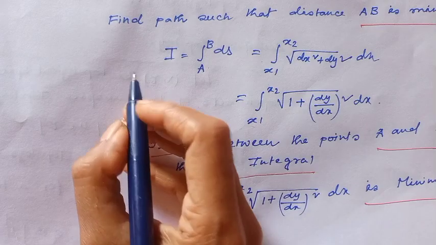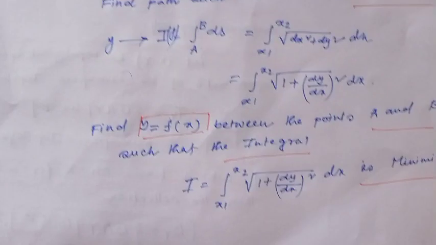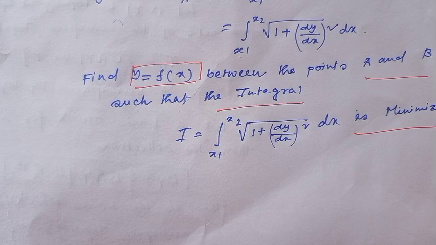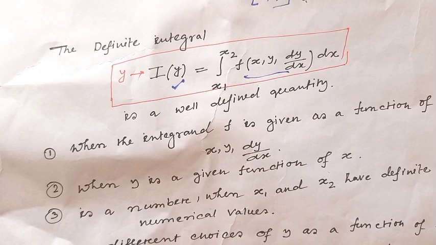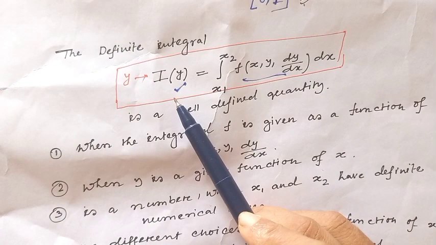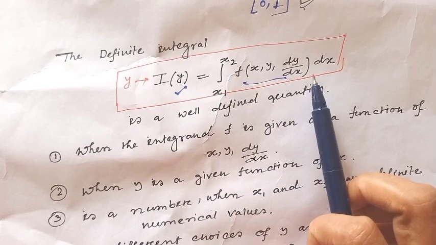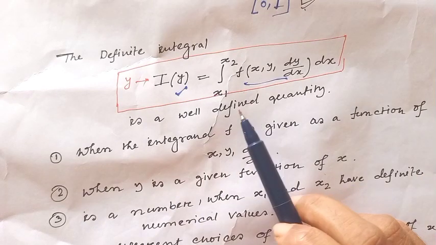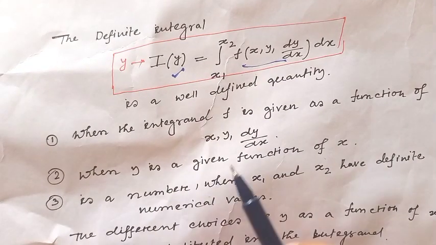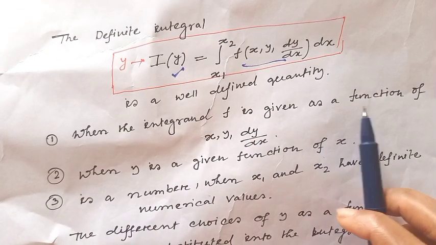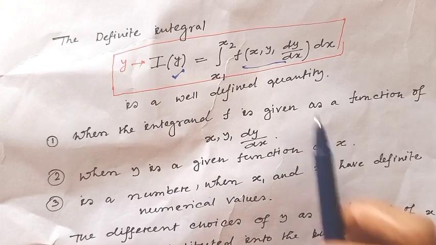Here the function is such that y goes to I y. For a different function, you will get a different definite integral, which is denoted as I y, equal to integration x1 to x2 f of x comma y comma dy dx times dx, and this is actually a well defined quantity when the integrand f is given as a function of x, y and dy dx, when y is a given function of x.